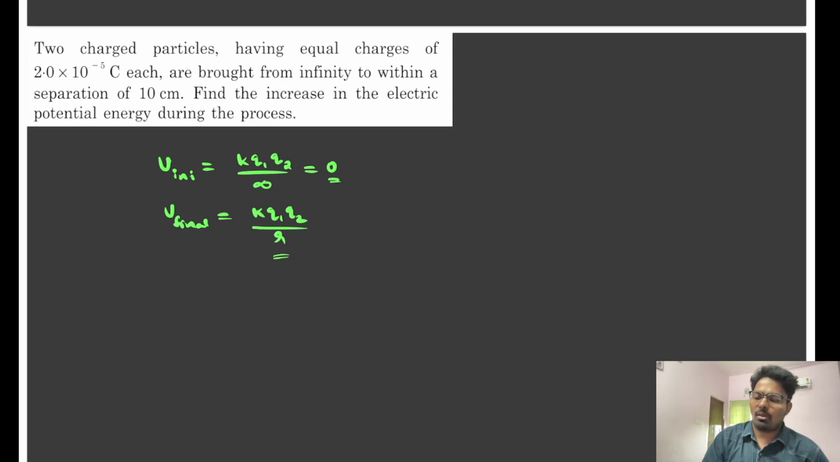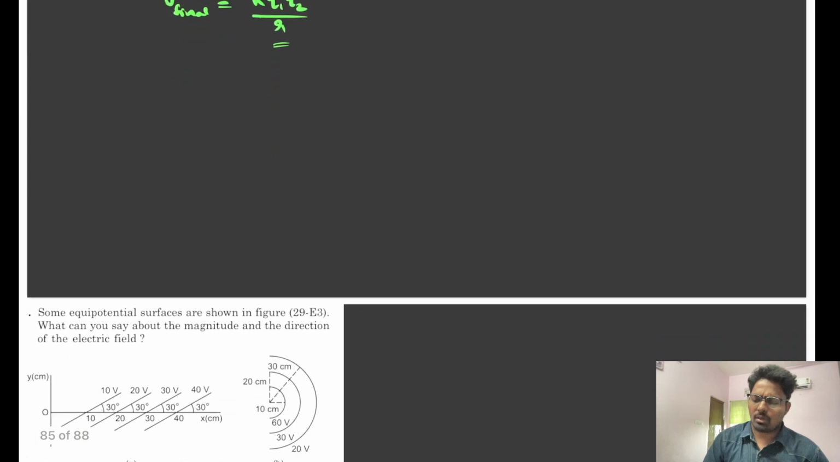So just substitute the values of the charges, the Q values and the R value, with proper units, and you're going to get the answer. It's a straightforward one, right? And this is a very, very important one. Okay, so this is a question based on what? Equipotential surfaces. What are equipotential surfaces? The locus of all the points which have the same potential is called an equipotential surface.